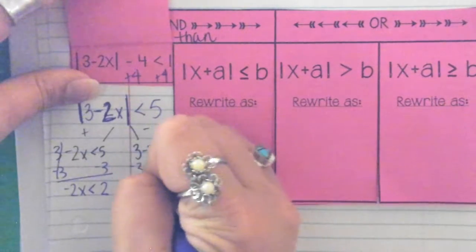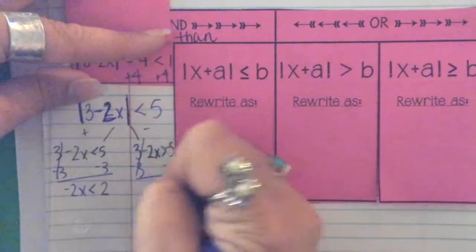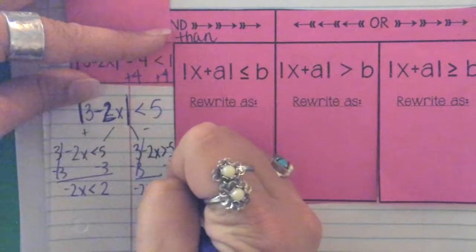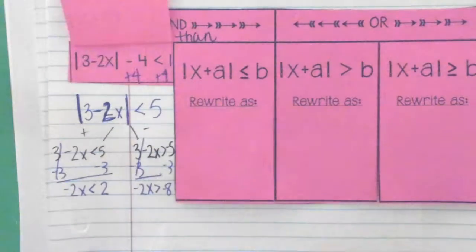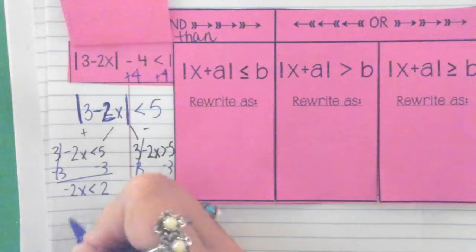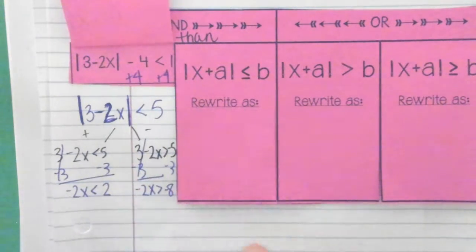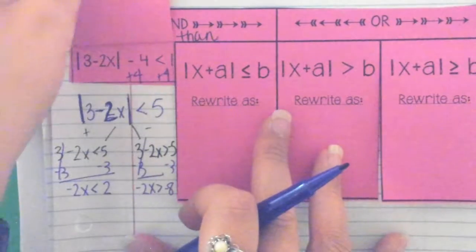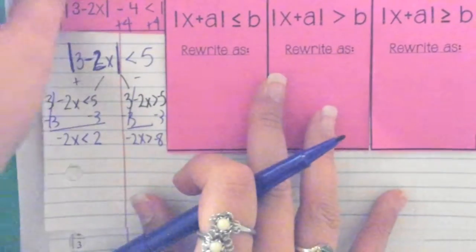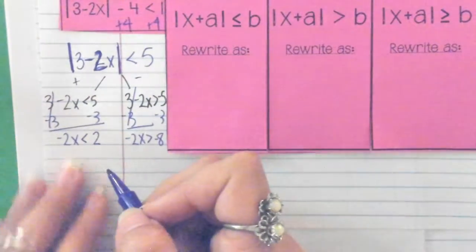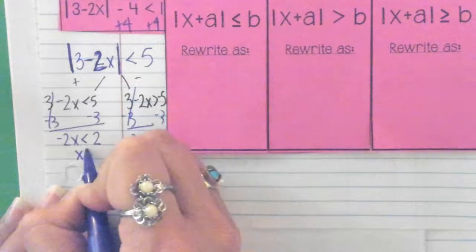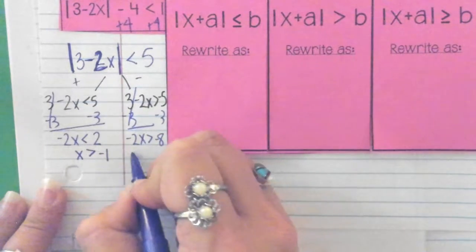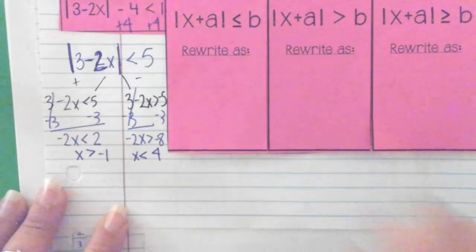We'll do it over here as well. Alright, now what do I do? So what happens when I divide by a negative? You have to flip your inequality sign. So make sure that you do that. Flip this inequality sign. So it gives us x is greater than negative 1 and x is less than 4.